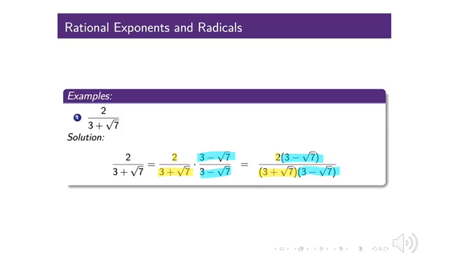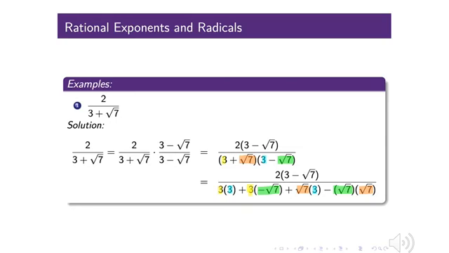In order to rationalize the denominator of the given example, first we multiply both the numerator and denominator by its conjugate. So the conjugate of 3 plus square root of 7 is just 3 minus the square root of 7. In order to multiply the expression, particularly in the denominator, we will use the FOIL method. That is, we multiply the respective first terms, outer terms, inner terms, and last terms.